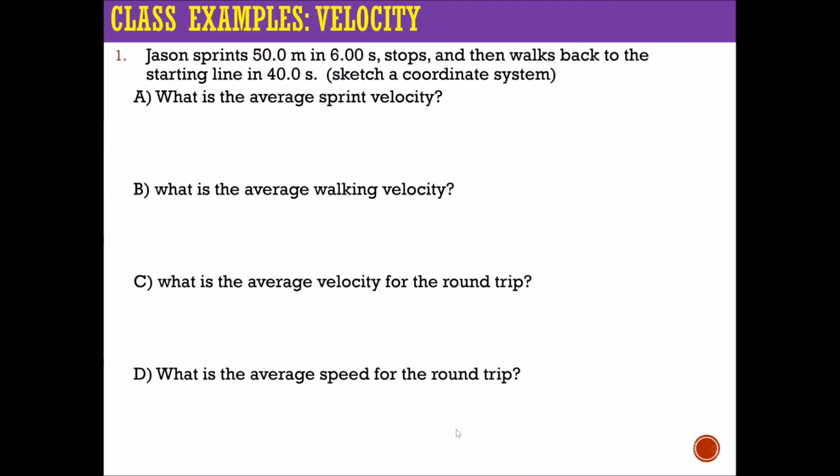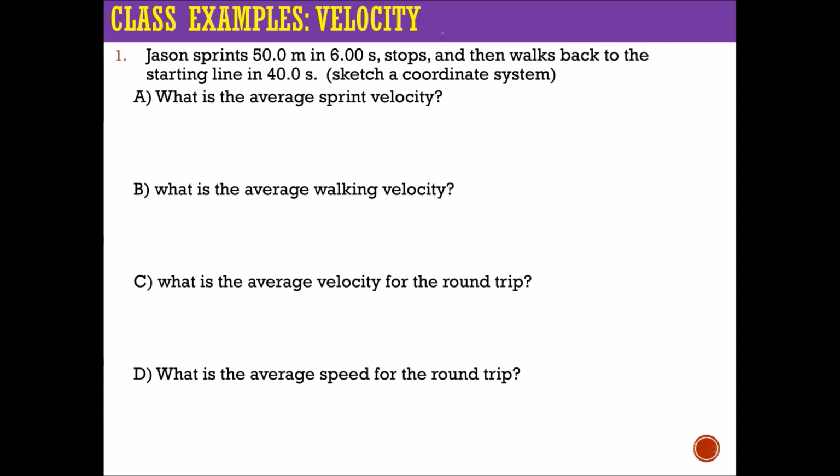Let's do some examples. In your science notebook, go ahead and label this class examples velocity. This is 1A. So Jason sprints 50 meters in 6 seconds, stops, and then walks back to the starting line in 40 seconds.